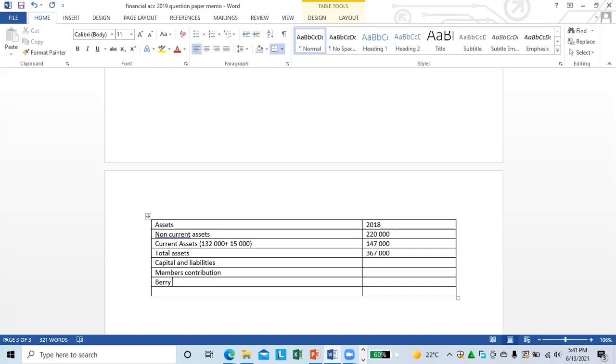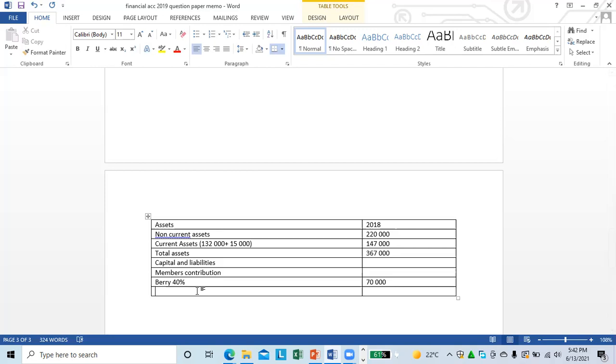Okay. So Barry, what is Barry's new interest? 40. So Barry's new interest is 40, so you have to state it. And then his capital contribution, he is still 70,000, because he actually didn't add anything.